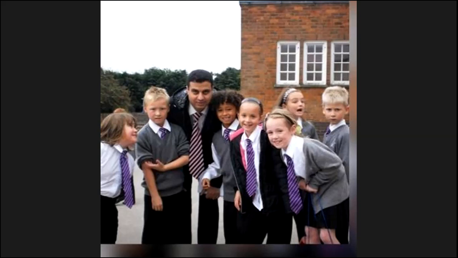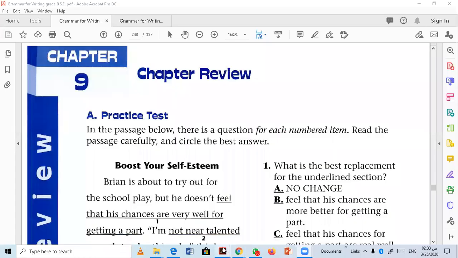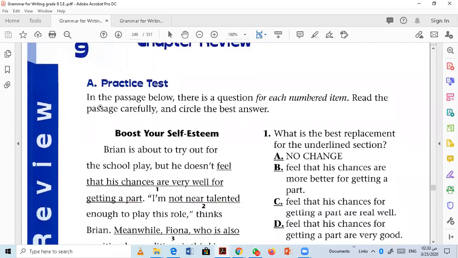Today, this is our final part, the last part in this lesson, our grammar lesson. We will just review chapter 9. If you open your book to page 246, page 246. Nothing is new. We will just recap and apply what we have learned in this chapter. Practice test. Exercise A. Practice test.